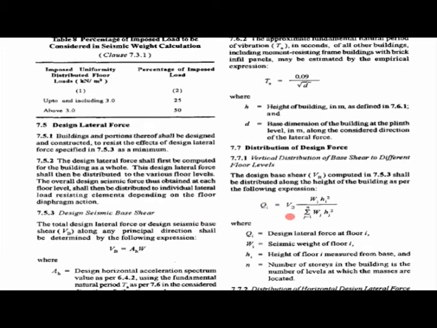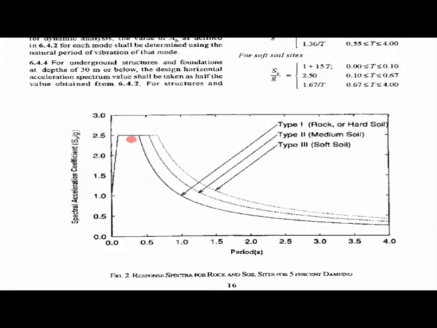We have to find out Qi equal to VB Wi Hi square divided by this particular summation here. VB equal to Ah into W. We can calculate W, we can find the formula for Ah, and we can find the time period T. If I know the time period T, immediately I can find from this curve the Sa by g coefficient, how much it is. On the basis of that we can calculate alpha h or Ah, and then VB, and then Q at different points. This is what we generally do for the calculation.